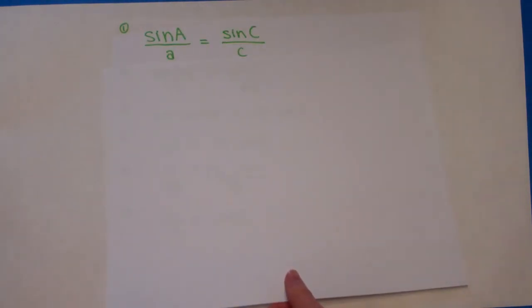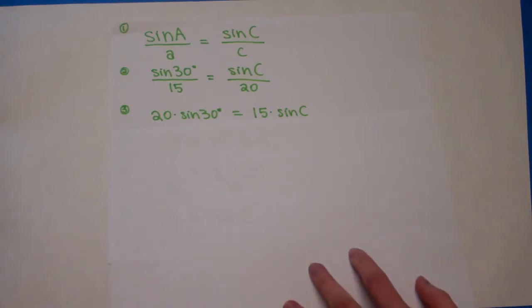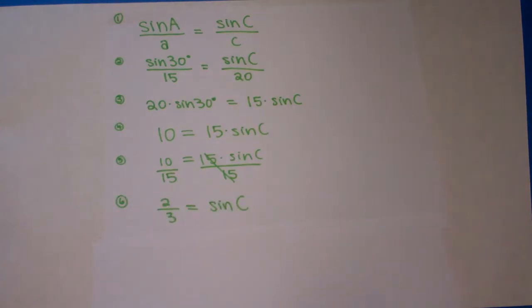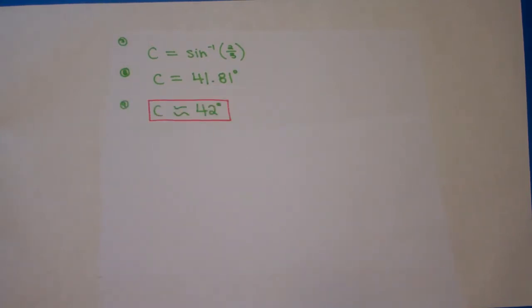If we plug in the information we have, then we know the sine of A and the length of A, and we also know the length of C. We can use this equation to find the angle of C. By cross-multiplying sine of C times 15 and sine of 30 times 20, we get 20 times sine of 30 equals 15 times sine of C. 20 times sine of 30 is 10. Divide both sides by 15 to isolate sine of C, and then you get that sine of C is equal to 2/3. Now, take the inverse sine of both sides, and you get that angle C is approximately equal to 41.8 degrees. We can round that to 42 degrees.